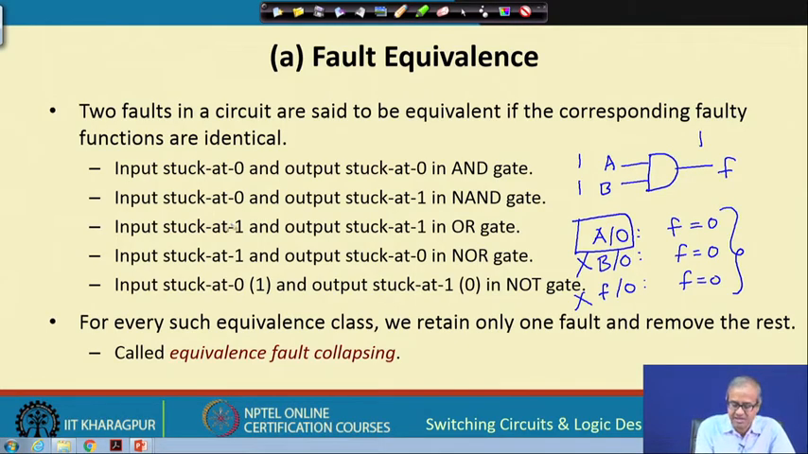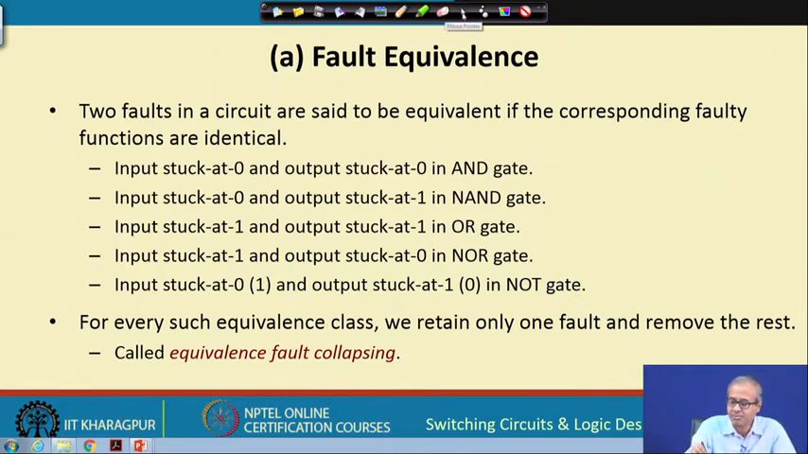Similar is the case for the other gates you can verify. For a NAND gate, the input stuck at 0 and output stuck at 1 are equivalent. For an OR gate, all stuck at 1 faults are equivalent: input stuck at 1, output stuck at 1, they will all make the output F equal to 1, okay, like this. Now, when there is a set of equivalent faults, you keep one and delete the others. This is called equivalence fault collapsing.